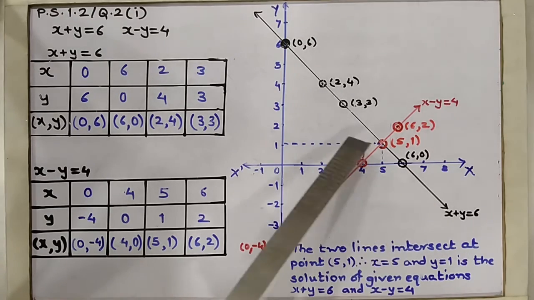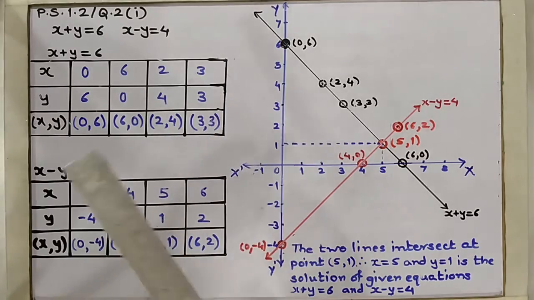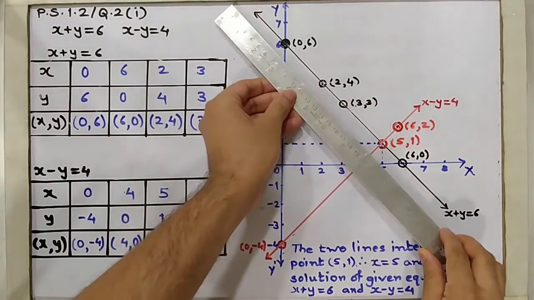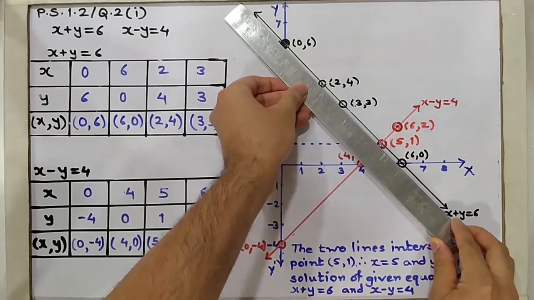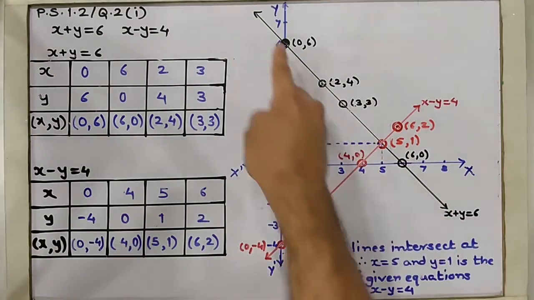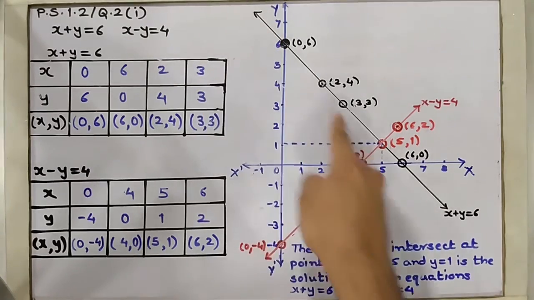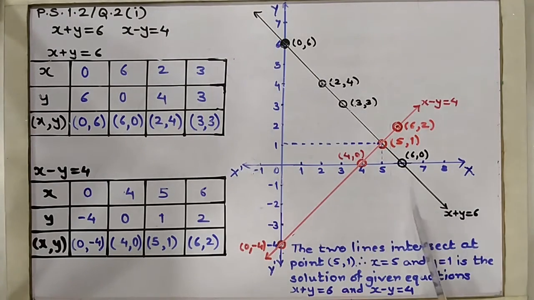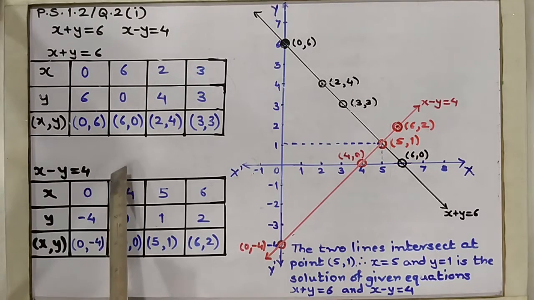Now we have plotted all the 4 points. So we will join them. We can see that these points form a straight line. After joining these points, we will immediately write down the equation. The equation is x plus y equal to 6. Now we'll come to the second equation. Second equation is x minus y equal to 4.